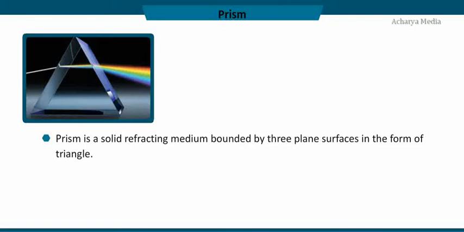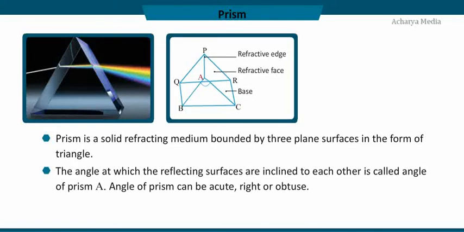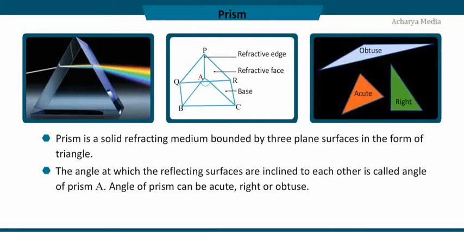A prism is a solid refracting medium bounded by three plane surfaces in the form of a triangle. Two surfaces are highly polished and the other surface is grinded. The angle between the highly polished surfaces is the angle of prism A. This can be an acute, right, or obtuse angle.